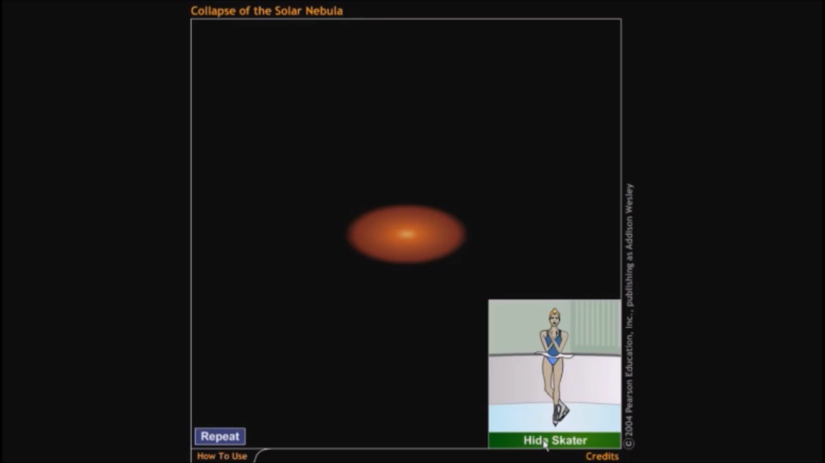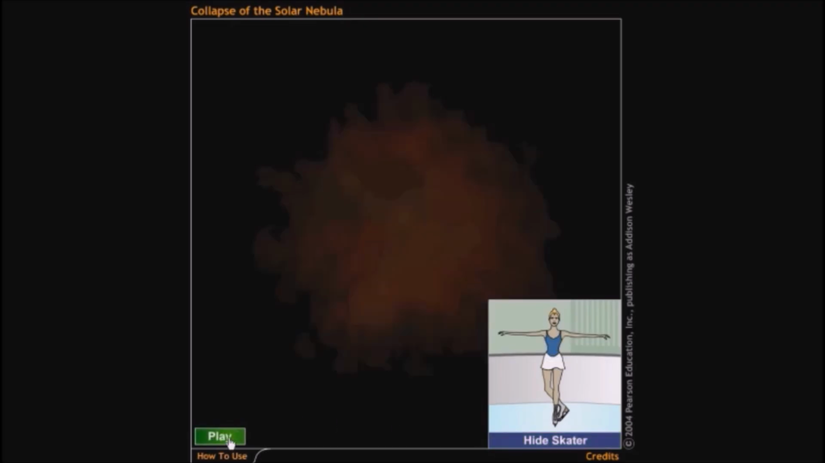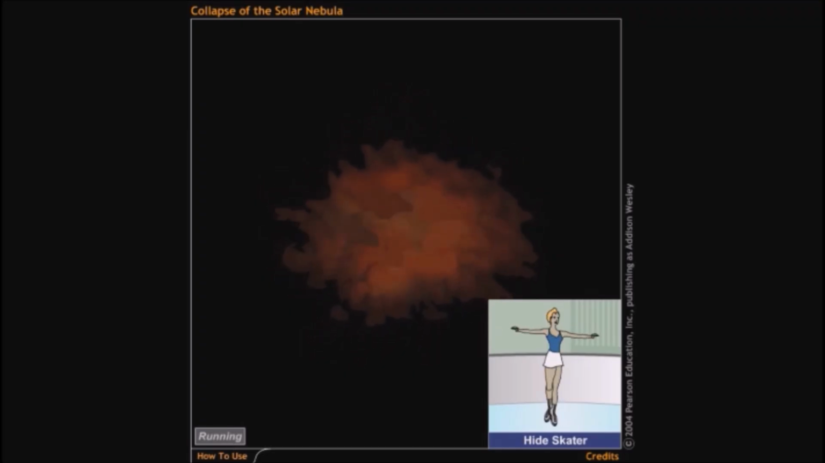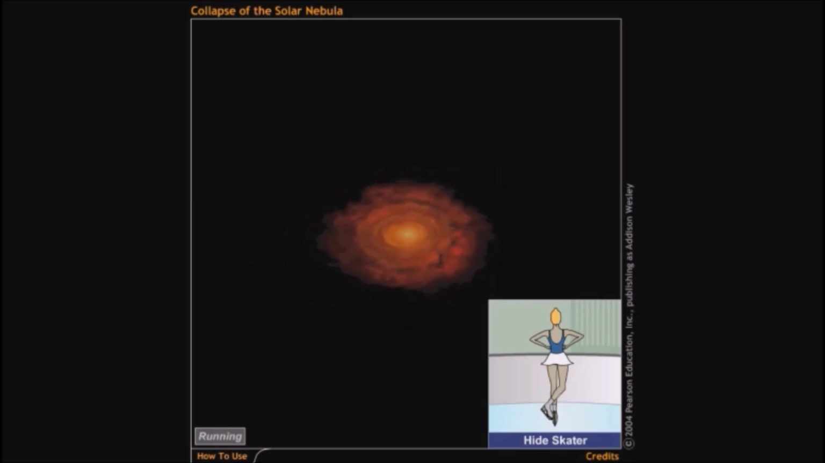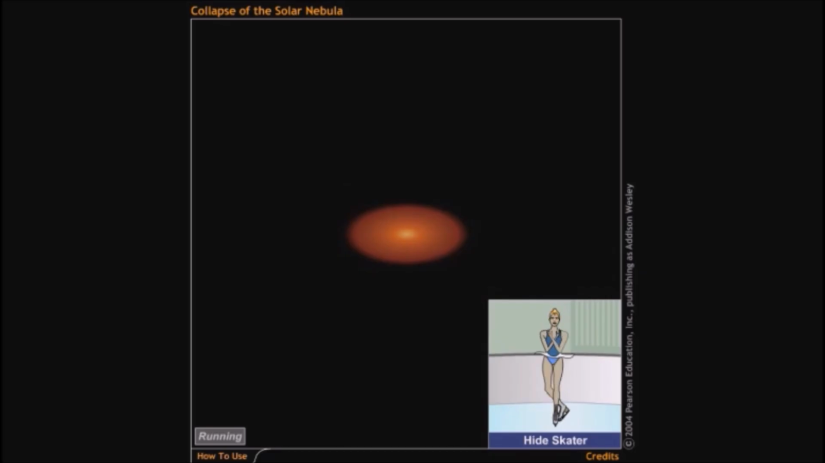So if you think about this in terms of the skater, as we were discussing before, the radius of the cloud is shrinking, and we're looking at a conservation of momentum, so L is dependent on mass, radius and velocity. The mass is staying the same, the radius is reducing, so its velocity is going up. So the cloud is essentially pulling its arms in and spinning faster and faster.